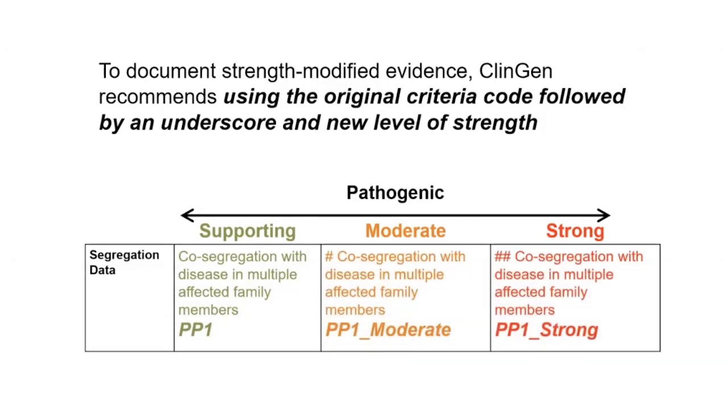What we decided upon was, when you're modifying evidence, to use the initial code followed by an underscore and then the new strength. So for example, seen here, segregation data was in the guidelines as a pathogenic supporting piece of evidence, PP1. And if you want to then move it up to a moderate level, you would do PP1 underscore moderate. And if you want to move it up to strong, PP1 underscore strong. And again, this is the nomenclature that the different expert panels use, as well as the nomenclature you would see within our variant curation interface.